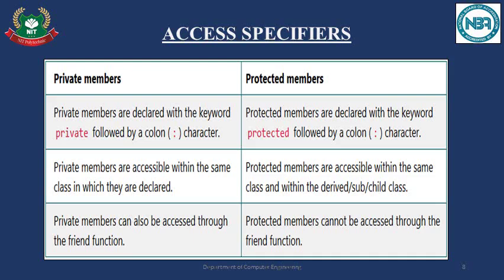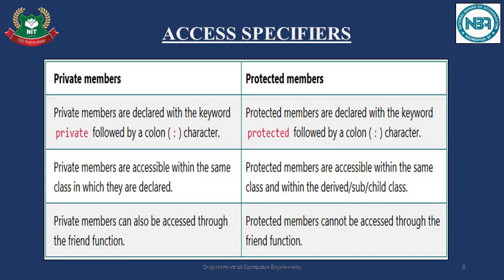Second differentiating point: private members are accessible within the same class in which they are declared. That is, private members are accessible only within that same class. No other class can access private data members or member functions. Protected members are accessible within the same class and its derived class. This is used in inheritance.